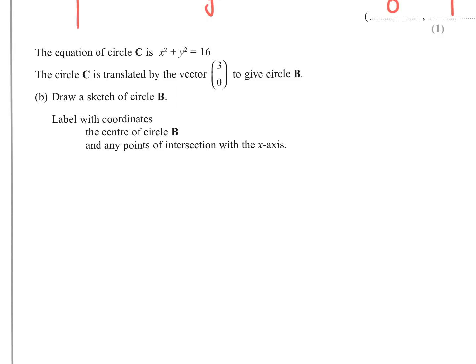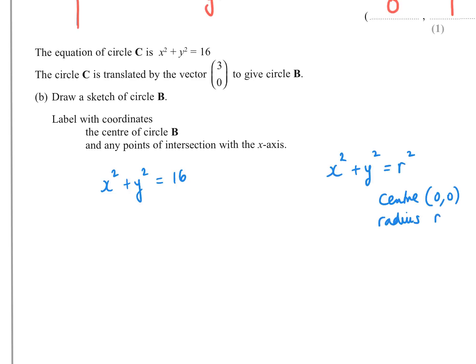The equation of circle C is x squared plus y squared equals 16. So if you know the general equation of a circle centred at the origin, that is x squared plus y squared equals r squared. So the centre here is 0, 0, and the radius is not r squared, it's just r. So here we have a circle centred at 0, 0, and the radius is 4 in this instance because it's 4 squared.